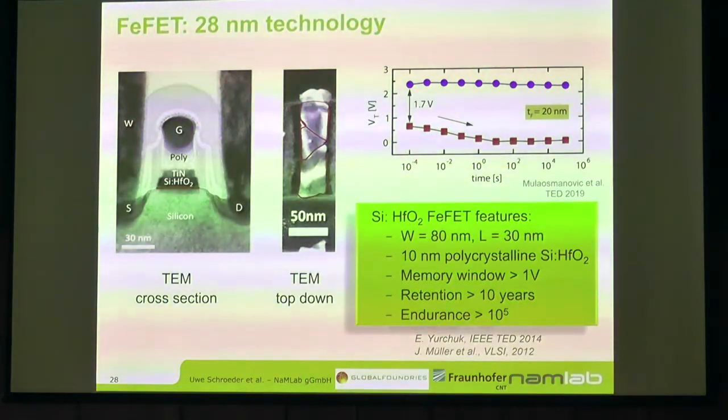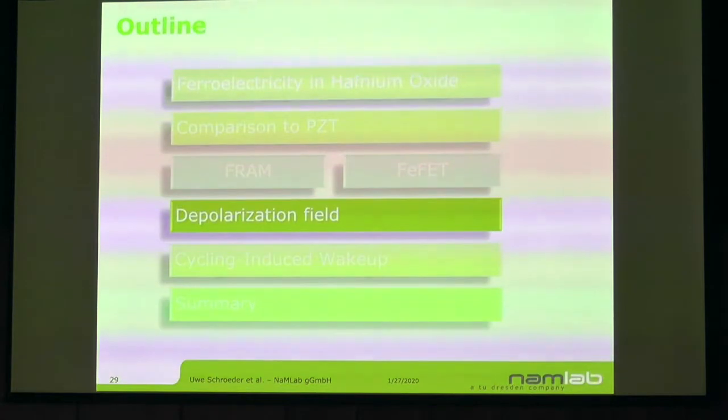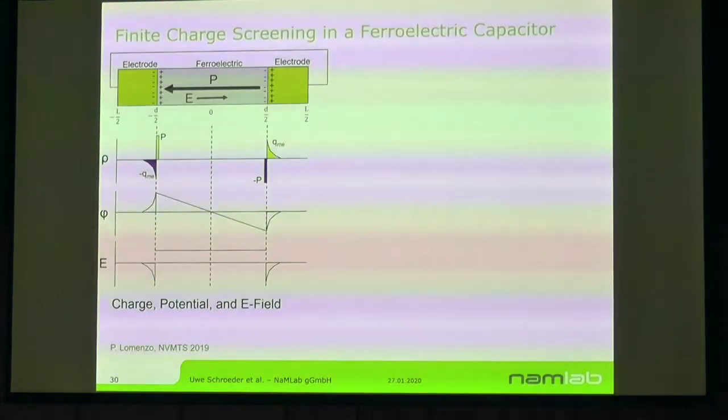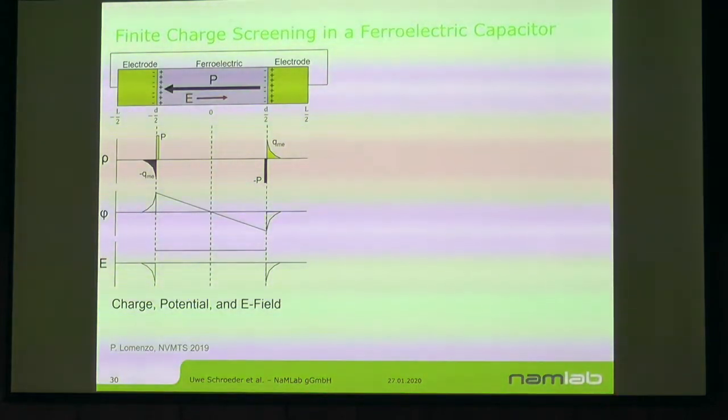Overall switching behavior, you can switch it 10 to the 6 times, and due to these interfacial layers you get trapping, and then the devices don't break, but the memory window gets smaller. Okay, so this was the small detour into the device area. Now coming back, we looked into what these non-polar phase portions can do.